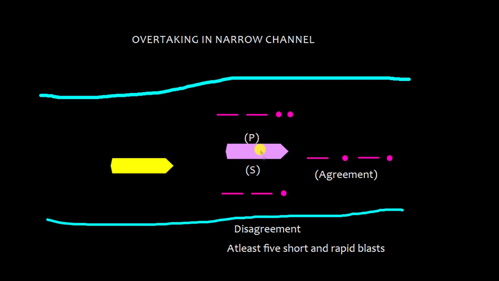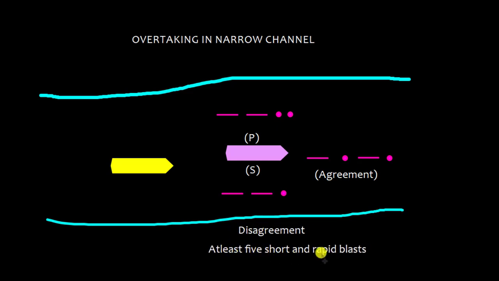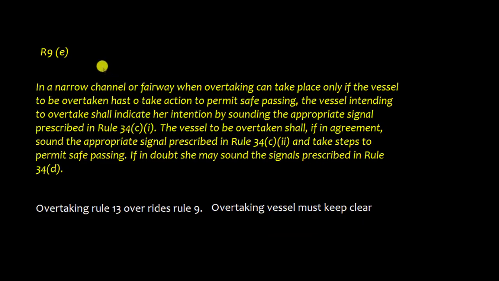In case the vessel being overtaken is in disagreement, it may sound at least 5 short and rapid blasts. The text of this rule is given in Rule 9E and it gives the reference of Rule 34C. You should also note that the overtaking rule, that is Rule 13, overrides Rule 9. The overtaking rule, Rule 13, states that the overtaking vessel must keep clear all the time. Of course, there are other aspects which are dealt with in the overtaking rule.